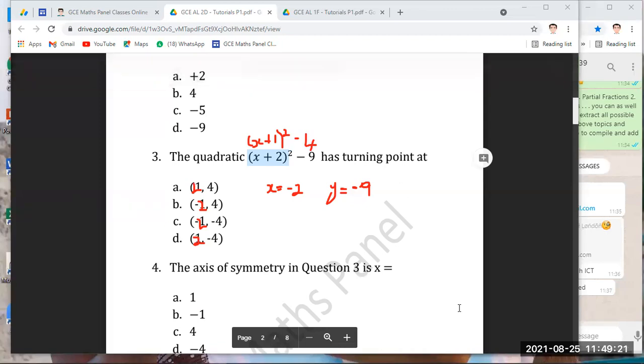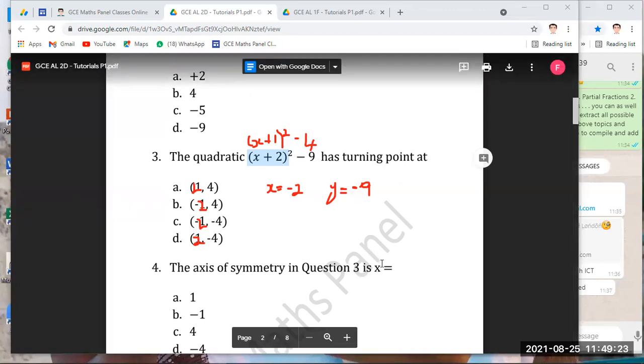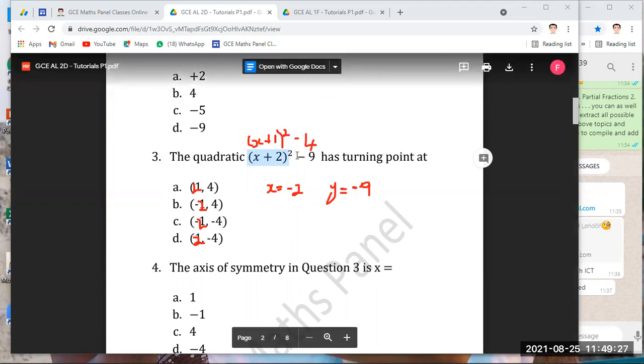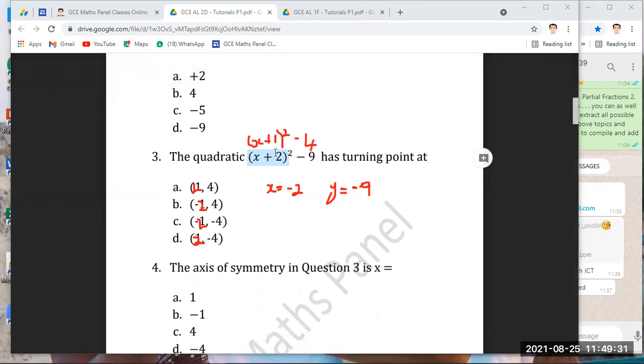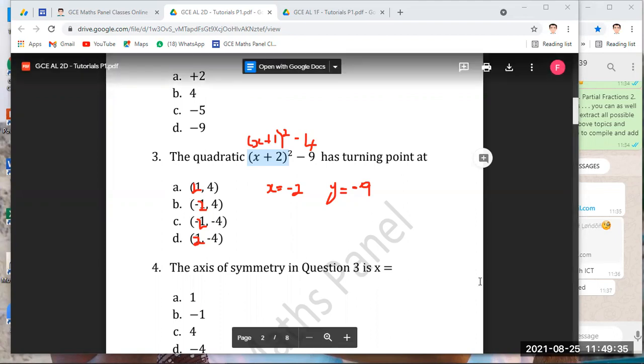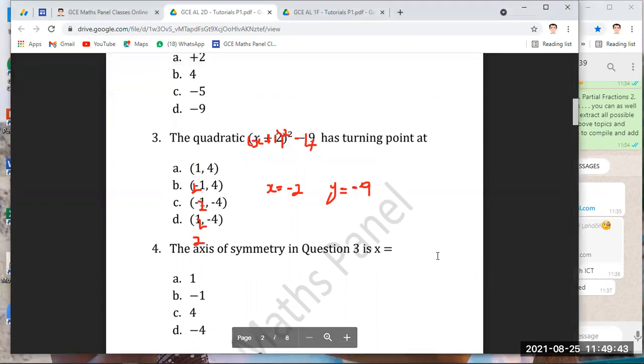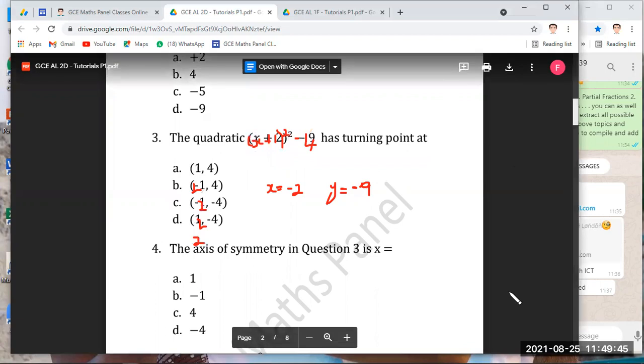Question number 4. The axis of symmetry in this question, you can see they're still using the same question here. This same one I've given like this, because this one was updated. So let us use this one for the question. So the axis of symmetry here will occur at what point? B, right? Yes, the course here. Just equate only this one to 0.